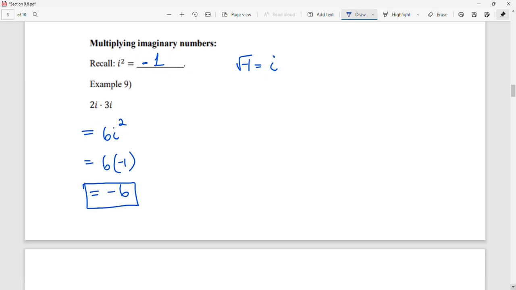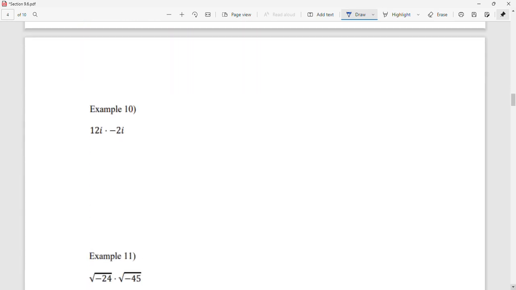Let's try example 10. In example 10, we will multiply the 12 times the negative 2. That's negative 24. And i times i is going to give us i squared. Again, we have to remember that i squared is negative 1. So this is the same as negative 24 times negative 1, which gives us a positive 24.